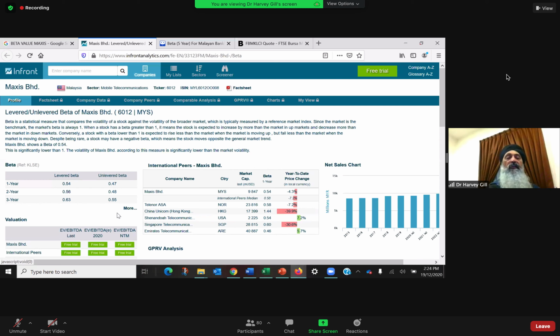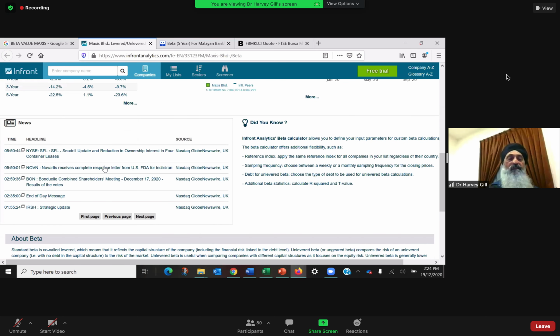Yeah, so you can get your data from here so that you can measure the relationship. So here 0.63 means that the fluctuation in the share price of Maxis is about 63% similar to the fluctuations in the composite index over the last 3 years. Yeah, that's one way of looking at it. This is a good website. They also give you a small write-up on beta.